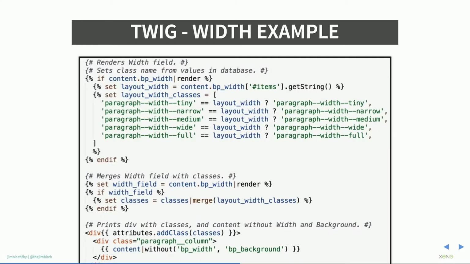Here, in the Twig template, we pull out the width, we pull out the colors, add those things as classes, and then print the content without them. So while we're taking fields from the database in Drupal, we're not printing them on the page, because we strip them out beforehand and turn them into classes. That's how the width and background colors fields work.